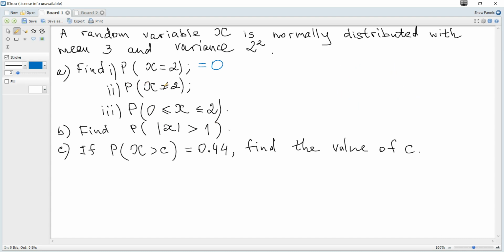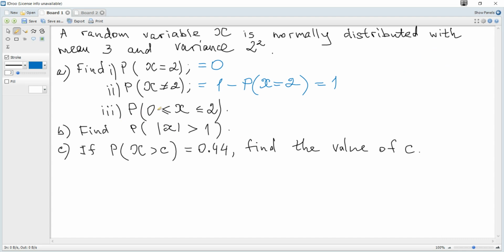And probability that x is not equal to 2 is 1, the total probability, minus probability that x is equal to 2, so 1 minus probability of unwanted events, and probability at a point is 0, so it's 1. So probability that x is 2 is 0, and probability that x is not 2 is just the total area, it's 1.